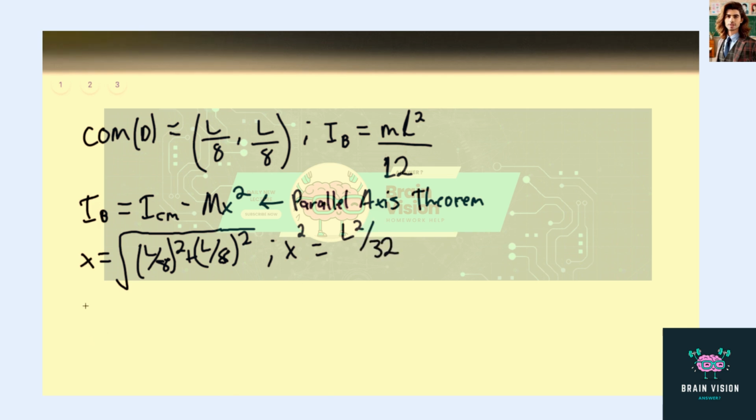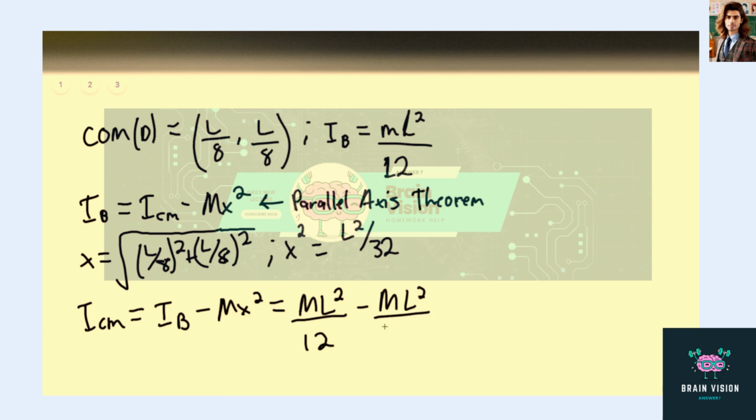And at this point, we say that I of the center of mass is going to be equal to I sub B minus mx squared. And this is going to be ml squared over 12 minus ml squared over 32, which is 5 ml squared over 96.